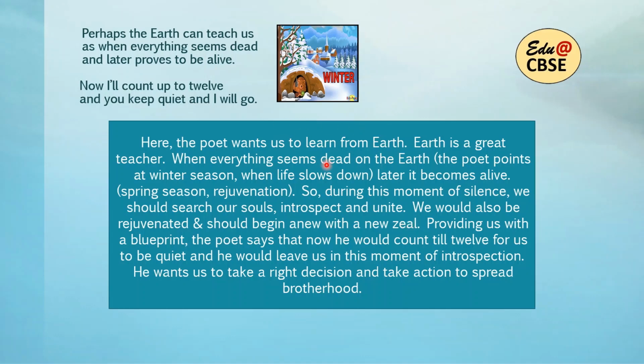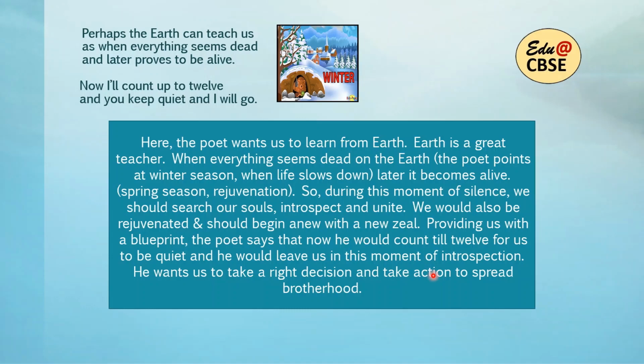So when there's a period of dormancy, so even earth is rejuvenating. So poet wants that we should also utilize that time for introspection, to search our souls. So we would also be rejuvenated and should begin anew with a new zeal. Providing us with a blueprint, the poet says that now he would count till 12 for us to be quiet, and he would leave us in this moment of introspection.